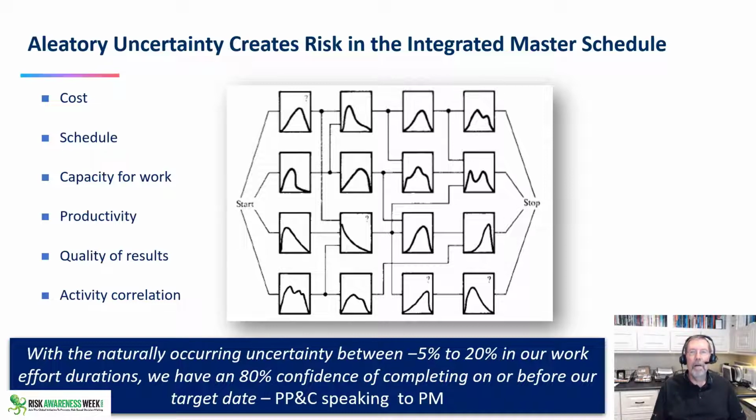So those all come from probability distributions for both the cost and the schedule, and our capacity for work, and our productivity, and quantities and activities. So we have this schedule with all these tasks, and each task is actually a random process, and we need to model those random processes.